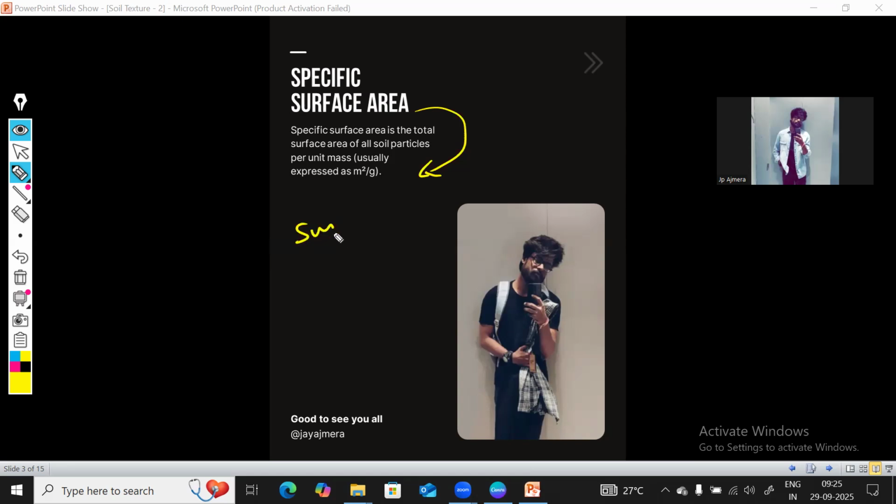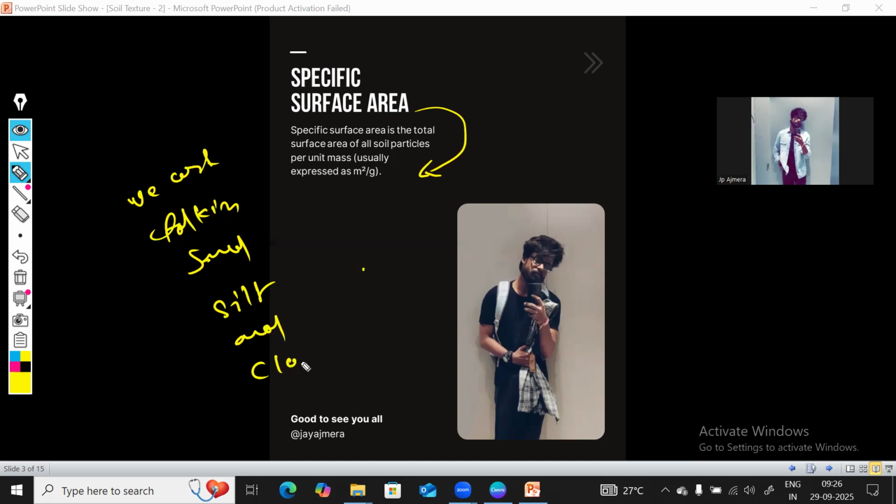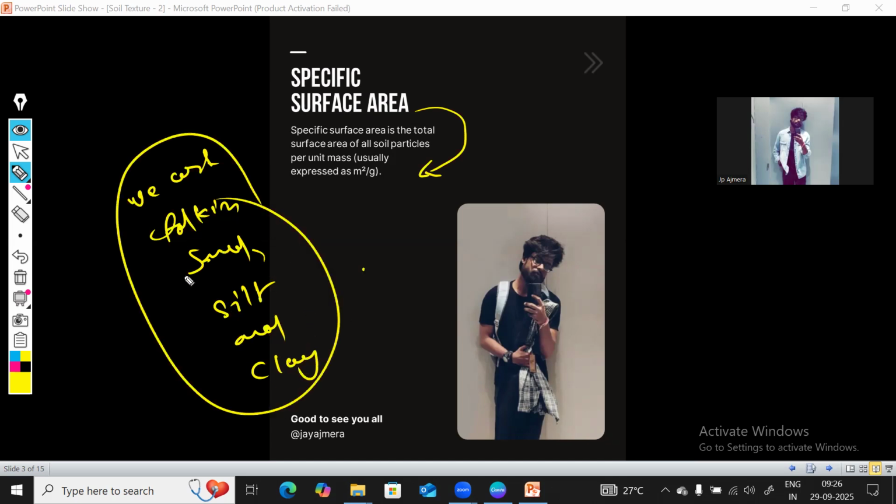So surface area is what? It's the total surface area of particles, the area of the surface of particles. Are you getting what the soil particles are that we are talking about? Oh my God, I forgot to tell you. Sorry for that. What are the soil particles we are talking about? We are talking about sand, silt, and clay. We are talking about these three particles.